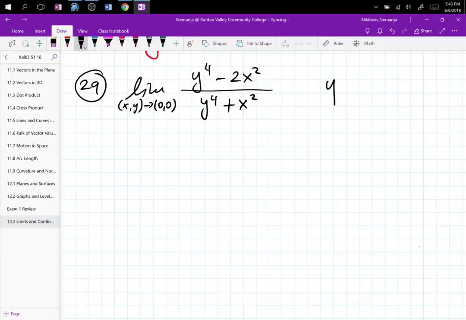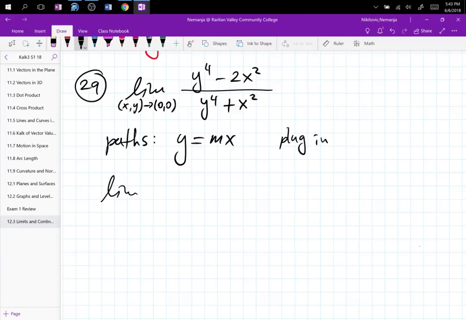Anyway. So pick a path. Paths: y equals mx. All right. I have infinitely many approaches in here. Right? 1/2 x is in there, and 3/4 x is in there, and 3x, and all of that. Plug in.